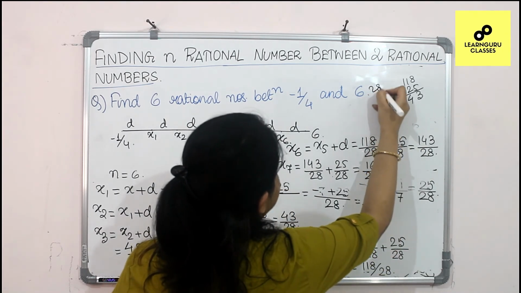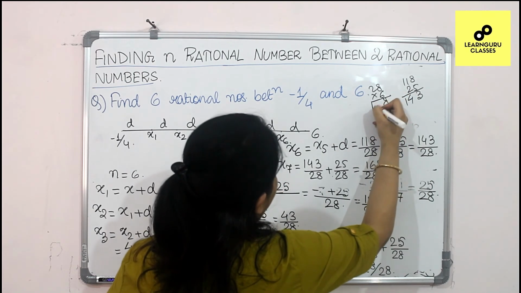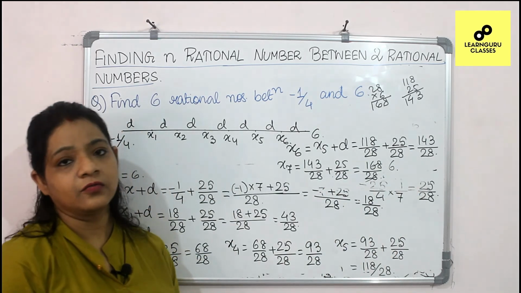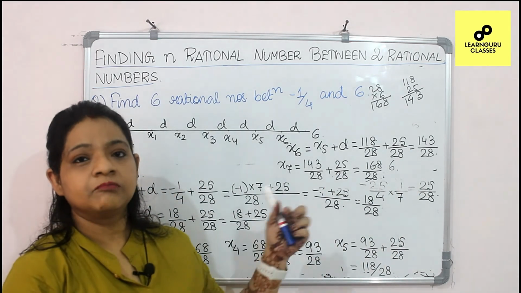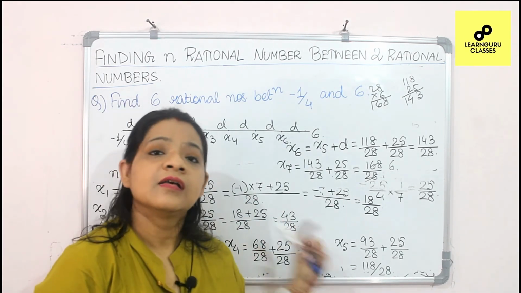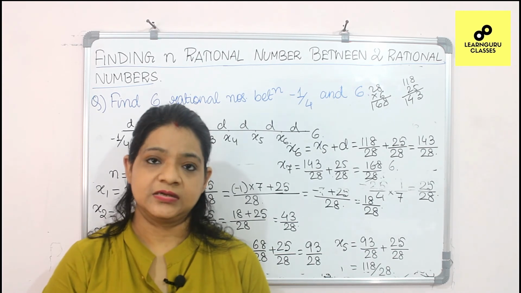So 28 into 6: 8 6s are 48, 6 2s are 12, 12 plus 4 is 16. So you are getting it as 168. So your calculations are correct. This is a little complicated calculation. So this is the second method. Okay, so let's move on to the third method.